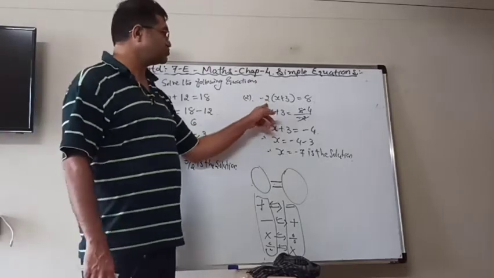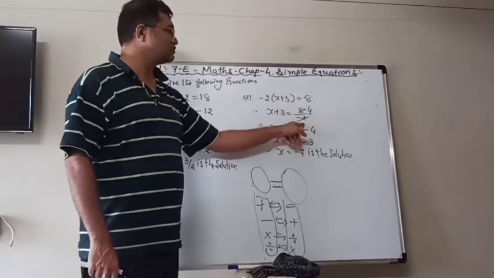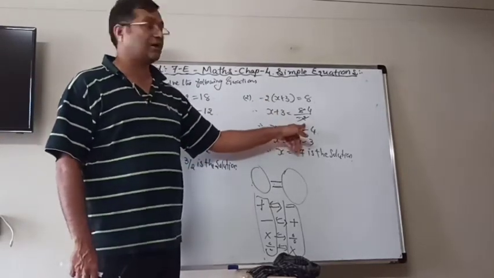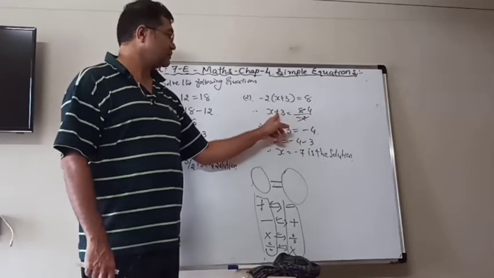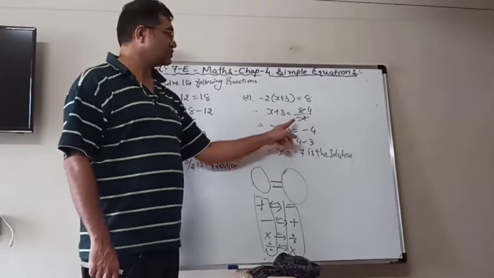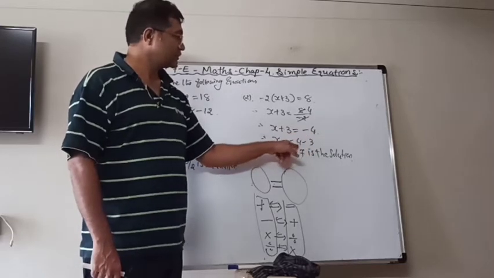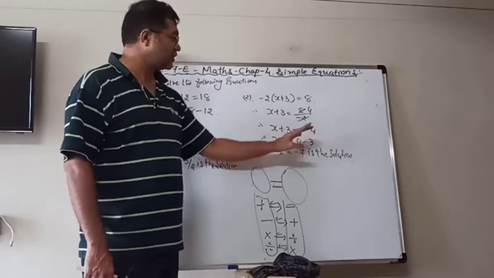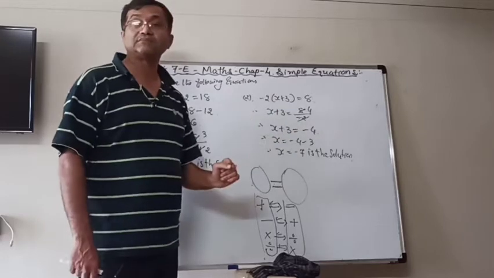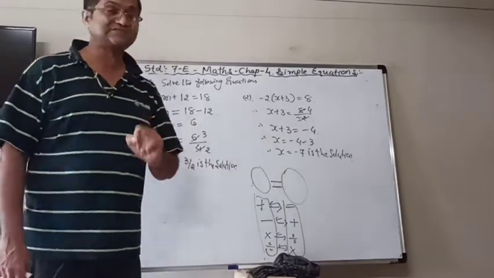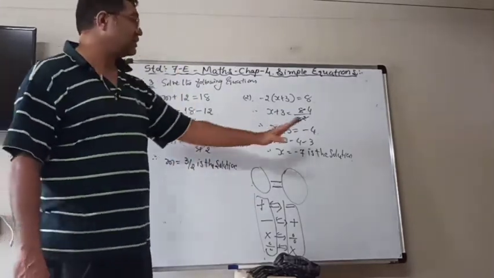Similarly, here also minus 2 was in the multiplication, so it will go in the division. Plus 3 is there. While going that side, this is not changing sign. Why? It is already on the RHS. We are not changing the side. If it is not changing the side, the sign will remain the same.